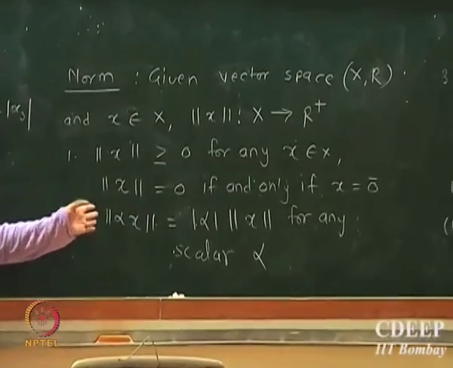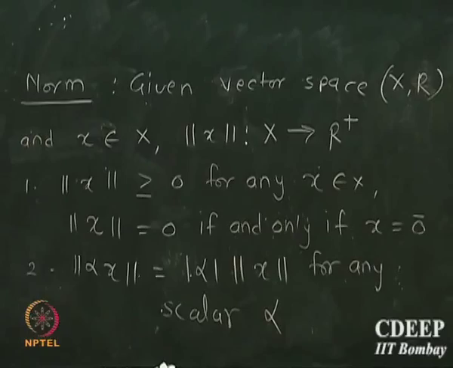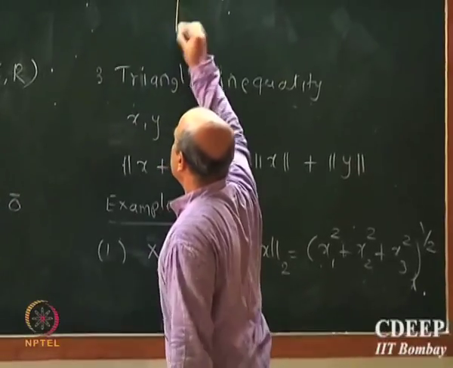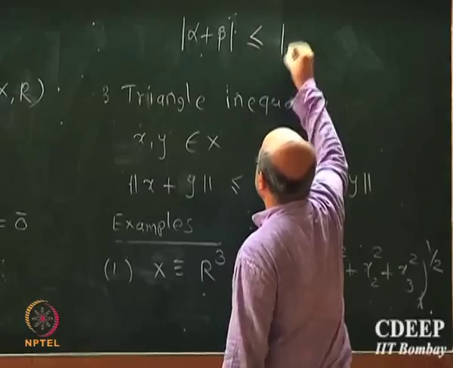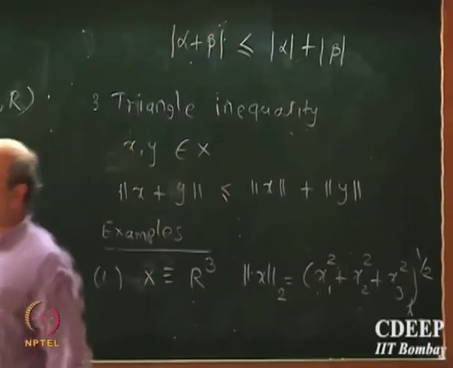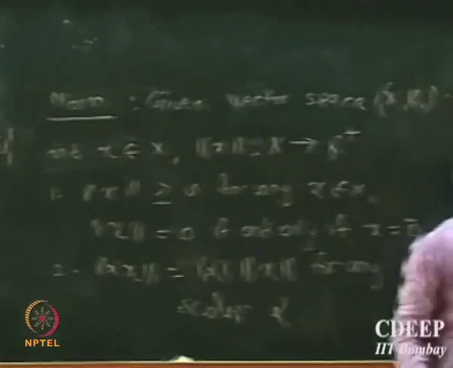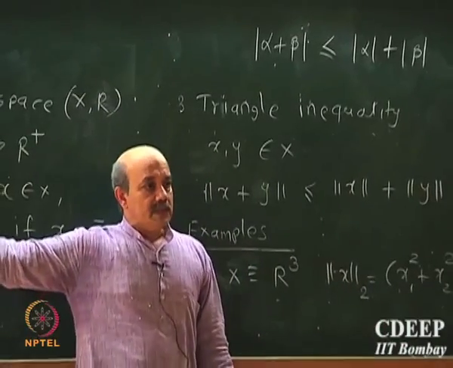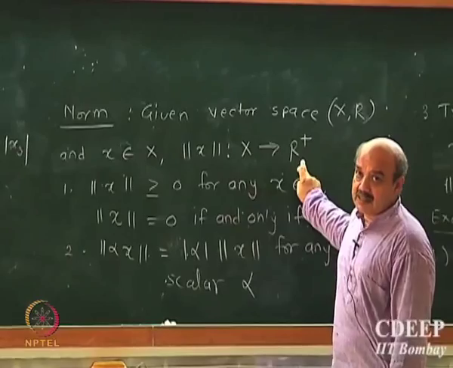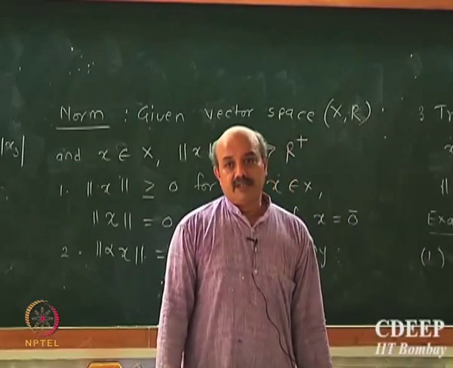What about the second property? If I multiply a vector by a scalar alpha, the norm will get multiplied by mod alpha. The third property follows in a straightforward manner from the inequality that if I take any two scalars, mod of alpha plus beta is always less than or equal to mod alpha plus mod beta. This is a simple inequality for scalars. If I look at each component as a scalar, I can apply this inequality to each one of them. It will follow that the triangle inequality is also satisfied by this norm. So this function, which is from the space x to R plus, will always give me a positive value, and equally qualifies to be a norm of a vector in three dimensions.